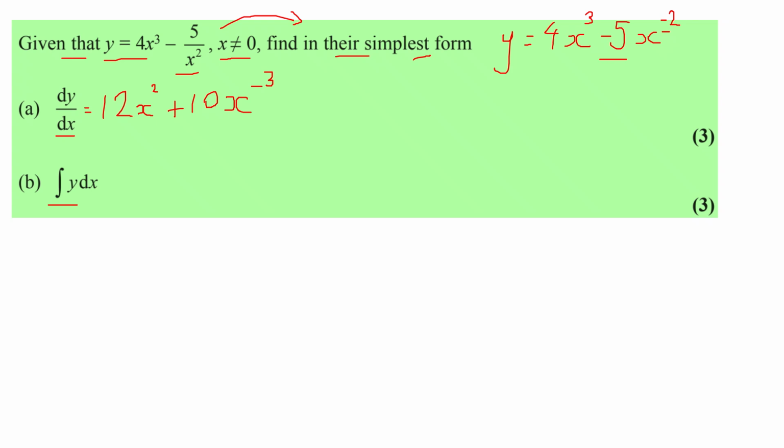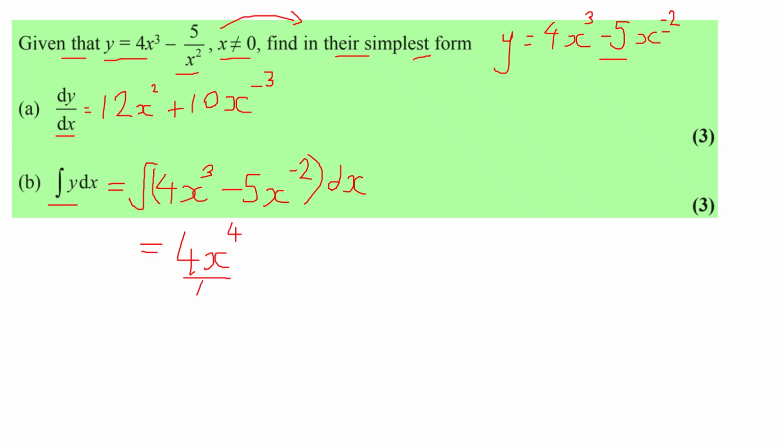Next up, find the indefinite integral of y with respect to x. So we have the integral of 4x cubed minus 5x to the minus 2, in brackets, with respect to x, so dx. So here we're going to add 1 to our power and then divide by our new power. So we're adding 1 to our power and then dividing by that new power.